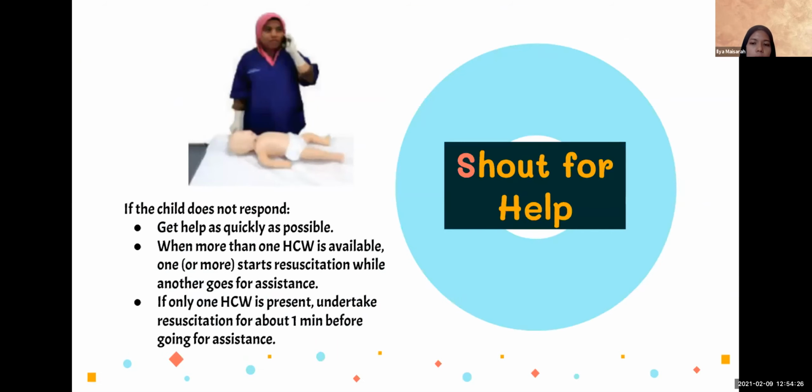For the shout for help, the rescuer should get help as soon as possible, or we can shout loudly, "Emergency help," so the other people can help us too. If there is more than one rescuer available, one person can do the resuscitation while the other one can go for assistance. But if only one rescuer is present, the rescuer can do the resuscitation first for about 1 minute before going for assistance.